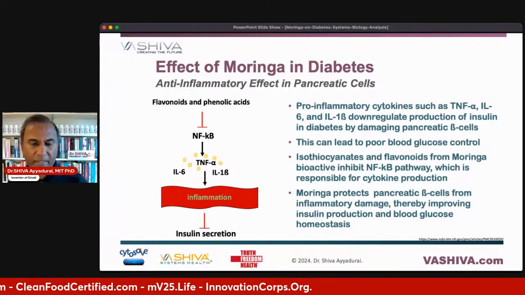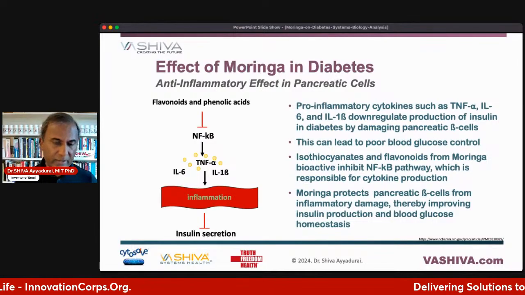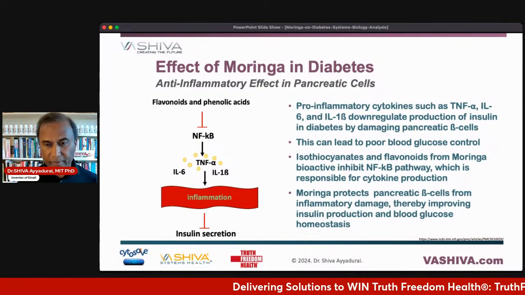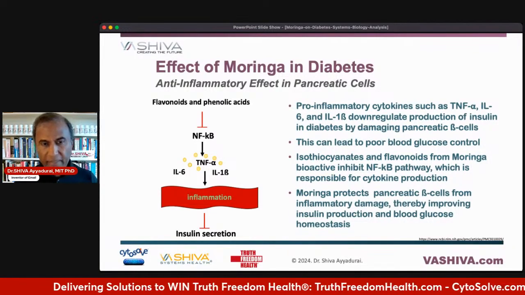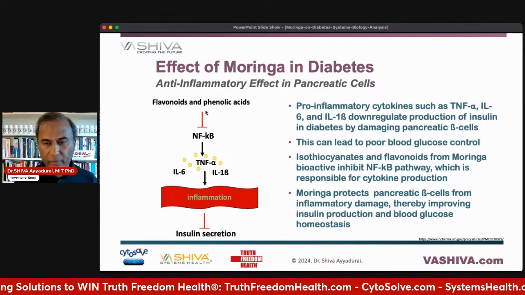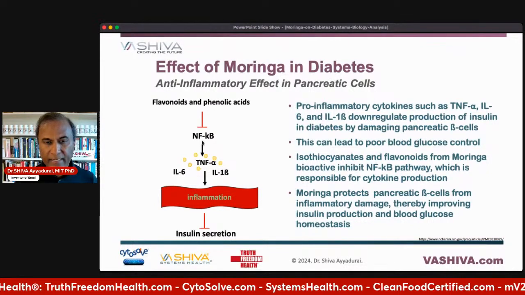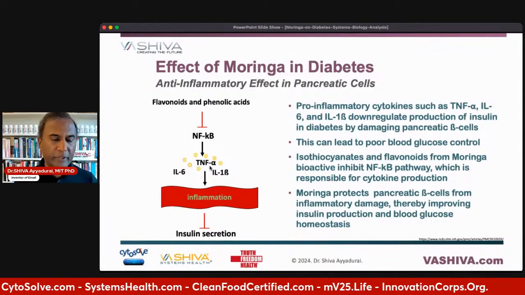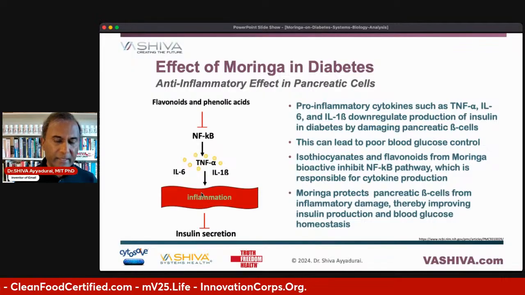the pancreatic beta cells. So the pancreas is basically getting damaged, the beta cells there, and they don't release insulin properly, okay? So this is what you can get blood glucose control issues. Now, the isothiocyanates and flavonoids from Moringa, what they do is they inhibit the NF-kappa beta pathway, which is responsible for this cytokine production. So NF-kappa beta leads to the cytokine production, leads to inflammation.